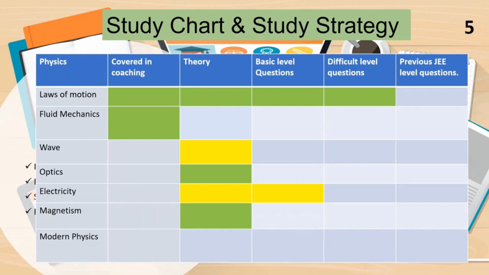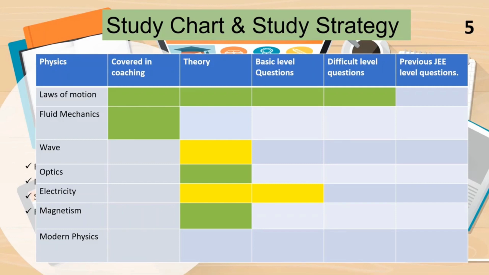This is how a study chart will look like. This is the one you need to create for yourself. You will list down physics, chemistry, maths topics of 11th and 12th, and there will be columns of covered in coaching, theory, basic level questions, difficult level questions, previous JEE level questions. When all 4 columns in a particular topic are green, then only that particular topic is complete. Green means you have high confidence in that particular area.